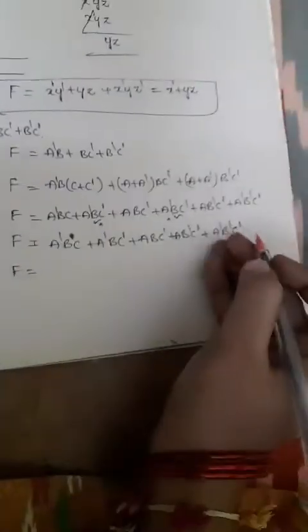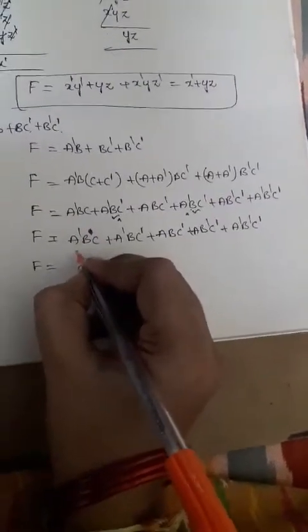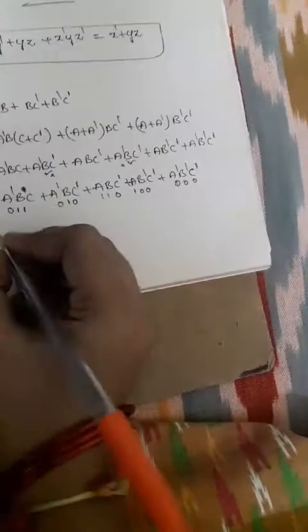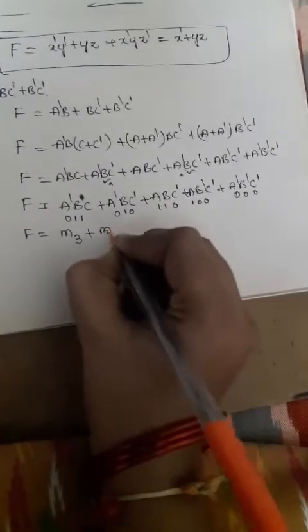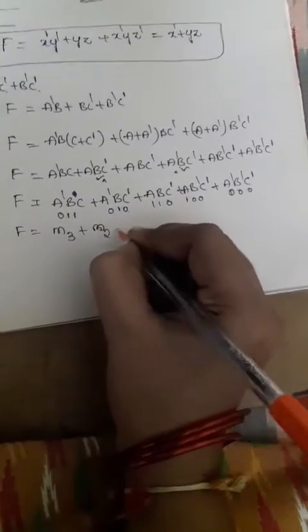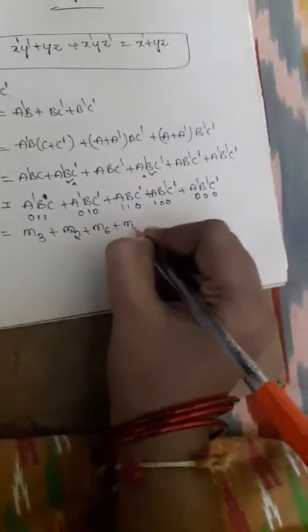Okay. So now we have to decode these values. Complement means 0 1 1, and this 0 1 0, and this 1 1 0, and 1 0 0, and 0 0 0. Okay. So now, f of, write this equation in minterms. So 0 1 1 is 3, and 0 1 0 is nothing but 2, and 1 1 0 is nothing but 6, 1 0 0 is nothing but 4, and 0 0 0 is nothing but 0.